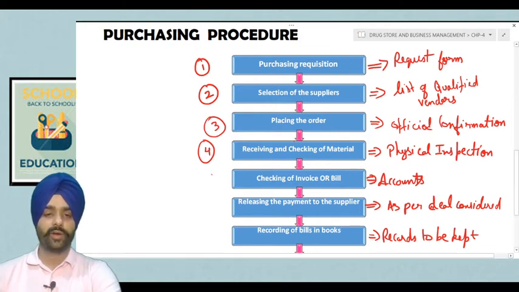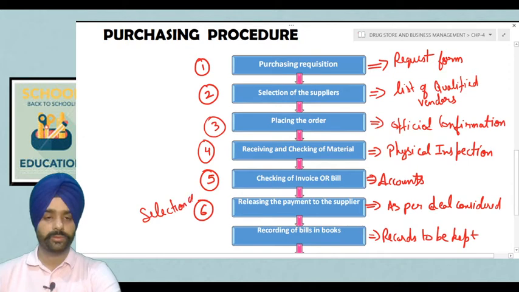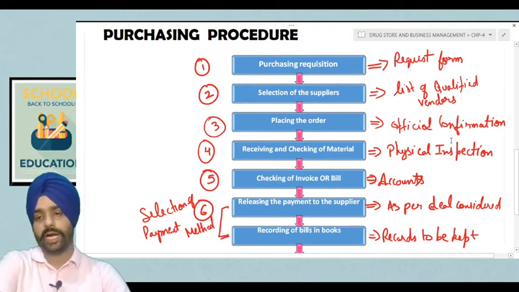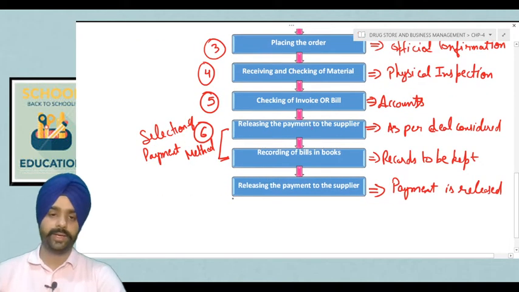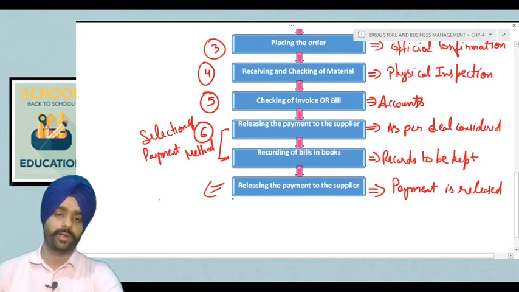Now, next is checking of invoice or bill. Accounts department plays a crucial role, because checking of the invoice or bill is essential to remove any kind of pilferage. The next is releasing the payments to the supplier. It is generally the selection of mode, payment method we can say. After the recording of the bills, ultimately the payments are released.